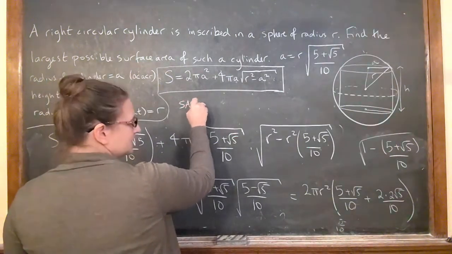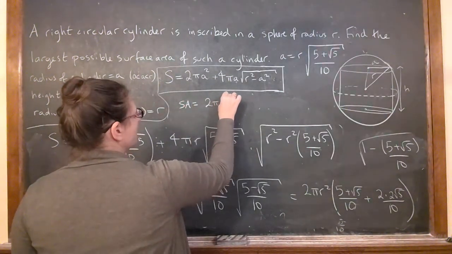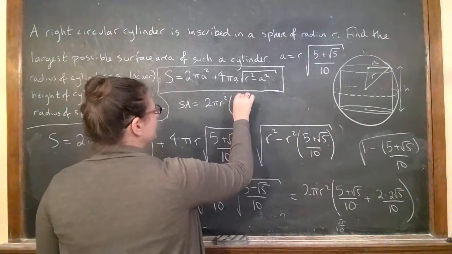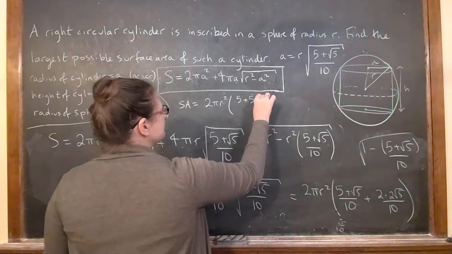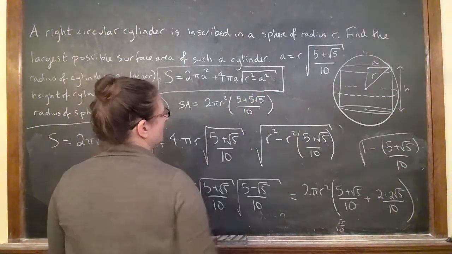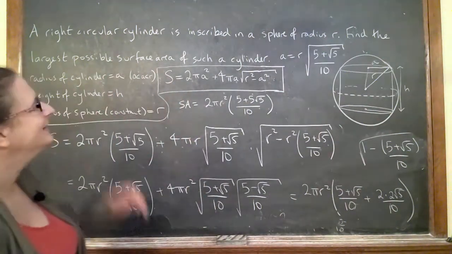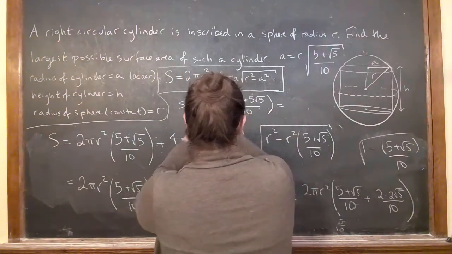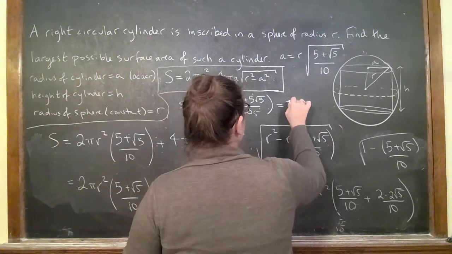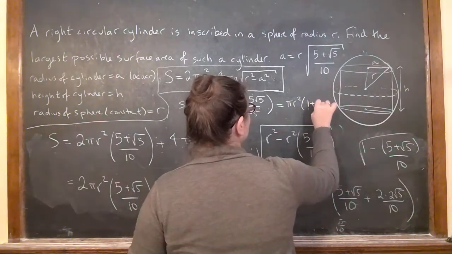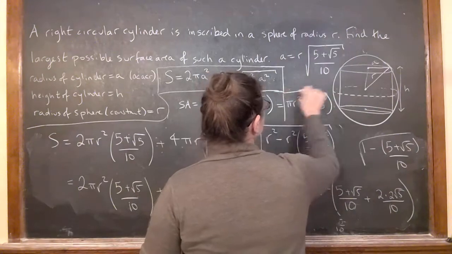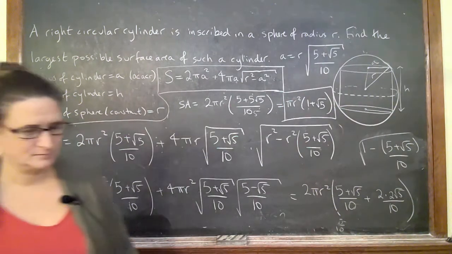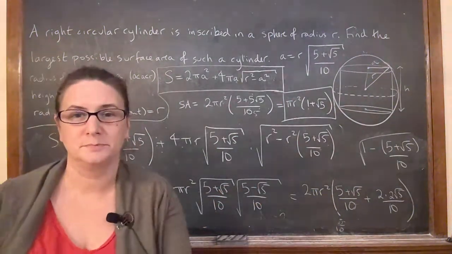The maximum surface area is 2 pi r squared times, well, how do I add this? 5 plus 5 root 5 over 10. Okay, so I could probably get rid of the 5s, right? And then rid of the 2, right? I get pi r squared times 1 plus square root of 5. Oh, see, what a nice little answer. Yay! Units squared.